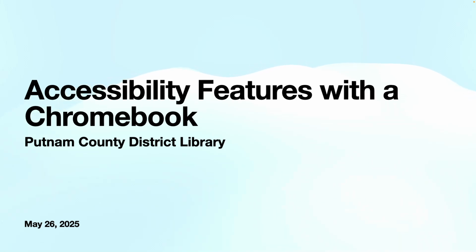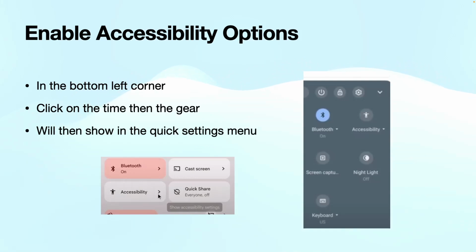The first topic that I'd like to talk about is how to go about enabling these accessibility features and options in a quick manner on your Chromebook. In the bottom left corner of your Chromebook, you will see what looks like a gear. On this screen you see the gear located there in the gray box, and you can click on this gear and it will show you the quick settings menu automatically, which makes it easier to get to.